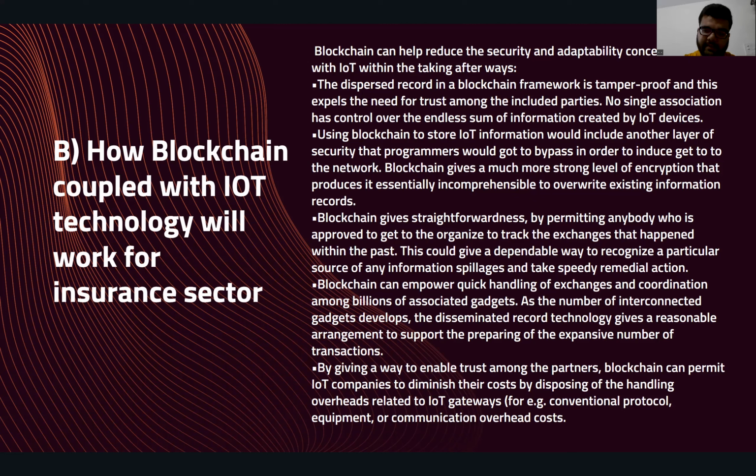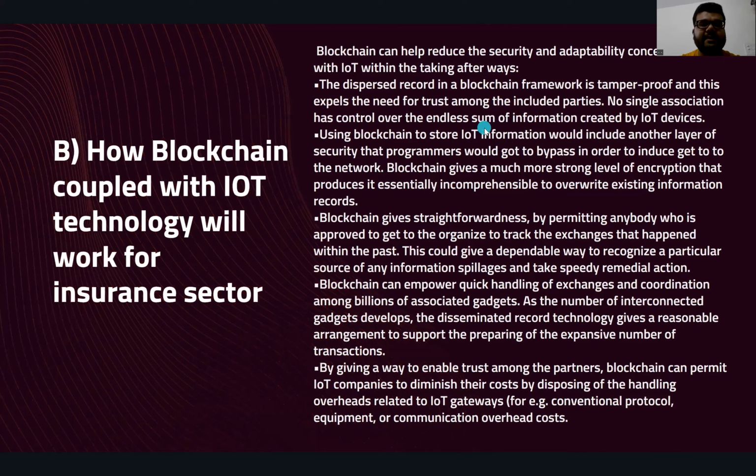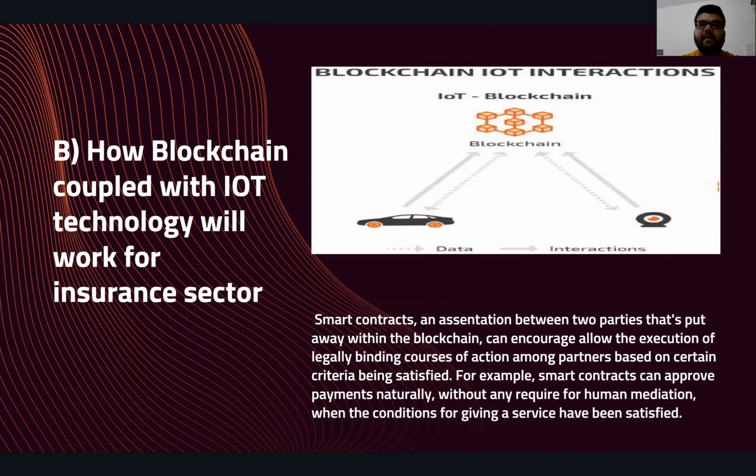As the number of interconnected devices grows, distributed ledger technology gives a reasonable solution to support the processing of the large number of transactions. By giving a way to enable trust among the stakeholders, blockchain can allow IoT companies to reduce their costs by eliminating the processing overheads associated with IoT gateways, for example, traditional protocol hardware or communication overhead costs. So moving on to the next slide, we'll be talking about this diagram which you can see here, blockchain IoT interactions. So this is the IoT, this is the blockchain, and this is the data, and this is how the interaction is going on.